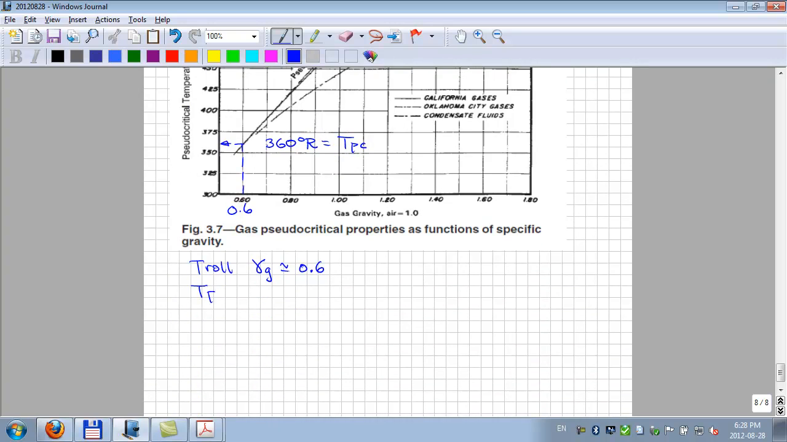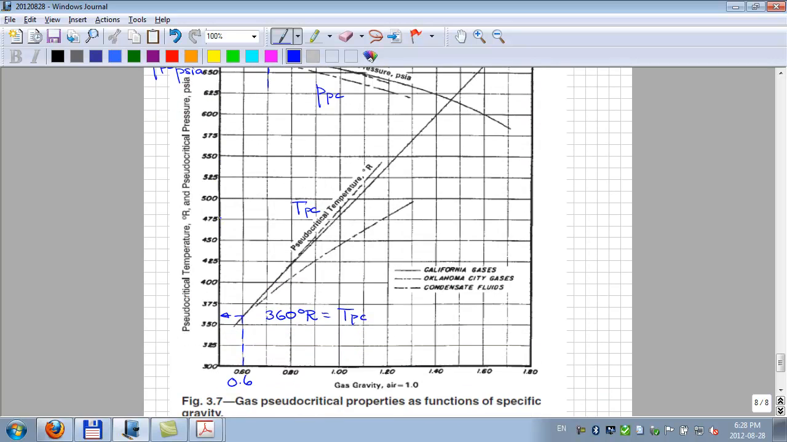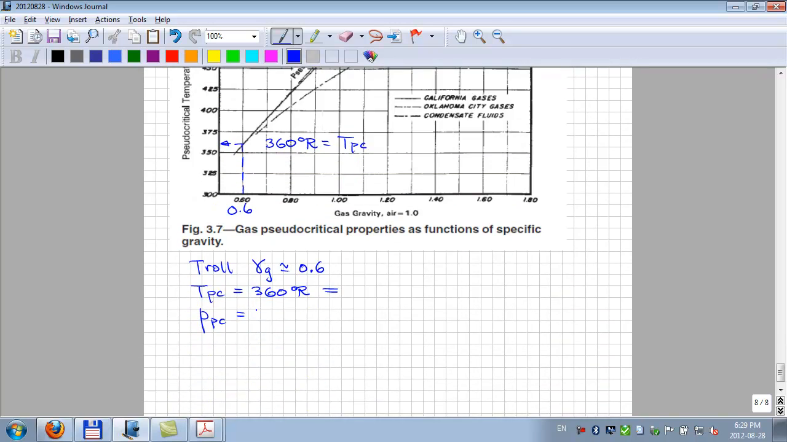So TPC is 360 Rankine. What is that in Kelvin? How much? 200. Exactly. That's not bad. Yeah, I guess divide by 1.8. There we go. And this conversion is 14.5 psi per bar. That's good enough for what we're doing here. So how many bars is this?